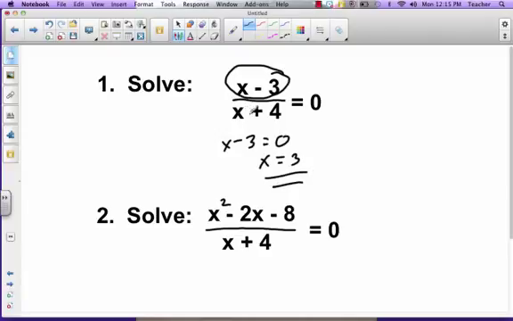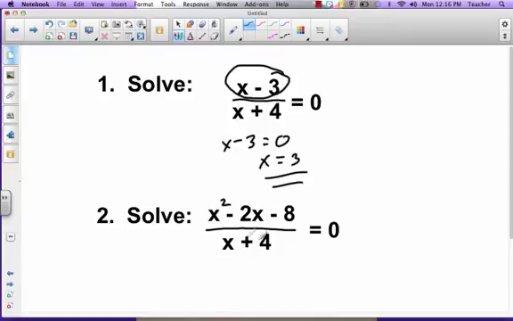And you might look and say, well, negative 4 makes the denominator 0. Well, as we'll see in later times, that gives you what's called a vertical asymptote. And in that case, that is not a 0. So the only time we have a 0 is when the numerator is equal to 0.